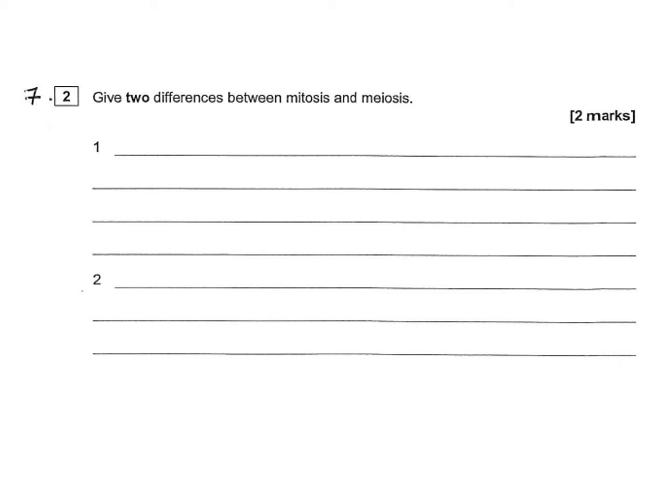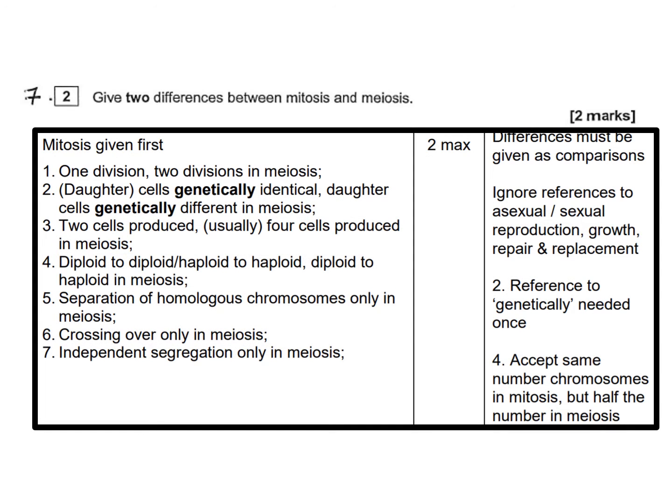Right, first question then is an AO1 question. It's a recall knowledge question asking us to look for two differences or state two differences between mitosis and meiosis. So if we look at the mark scheme, we can see that mitosis has a single division where one parent cell forms two genetically identical daughter cells. Now in meiosis, just underline that, genetically identical, that's mitosis.